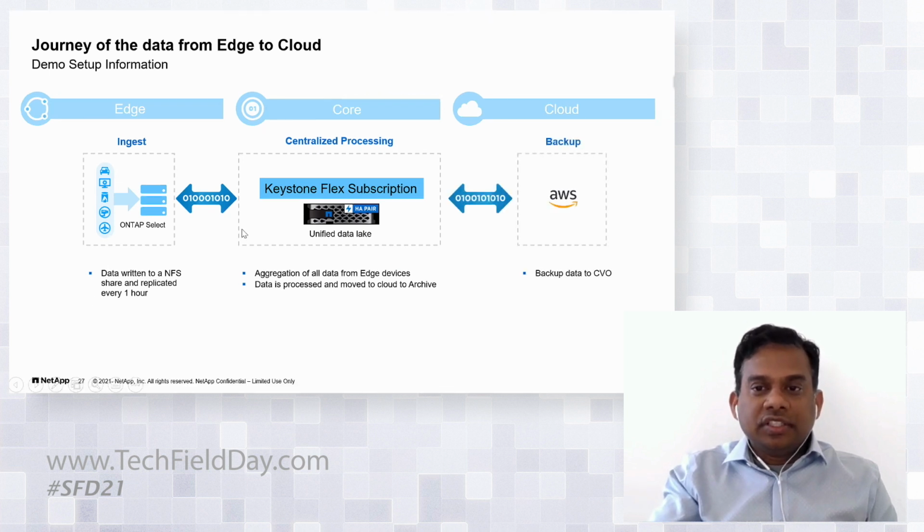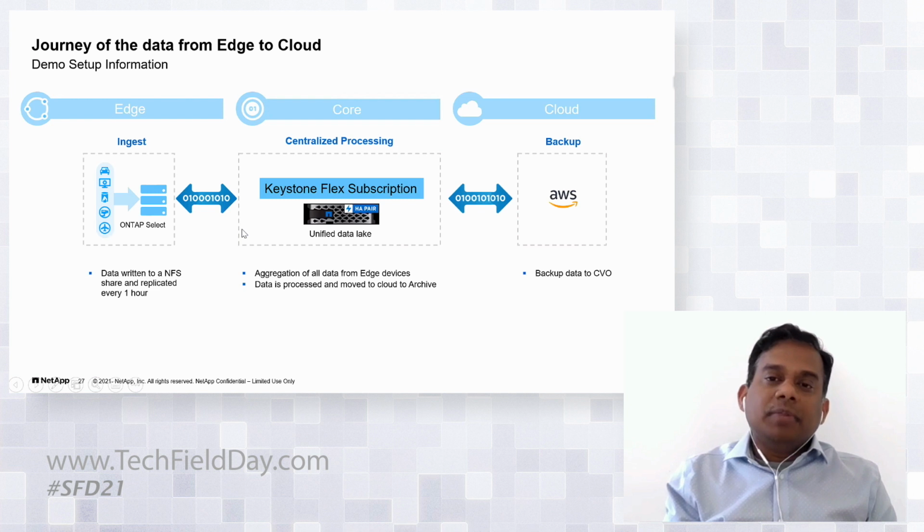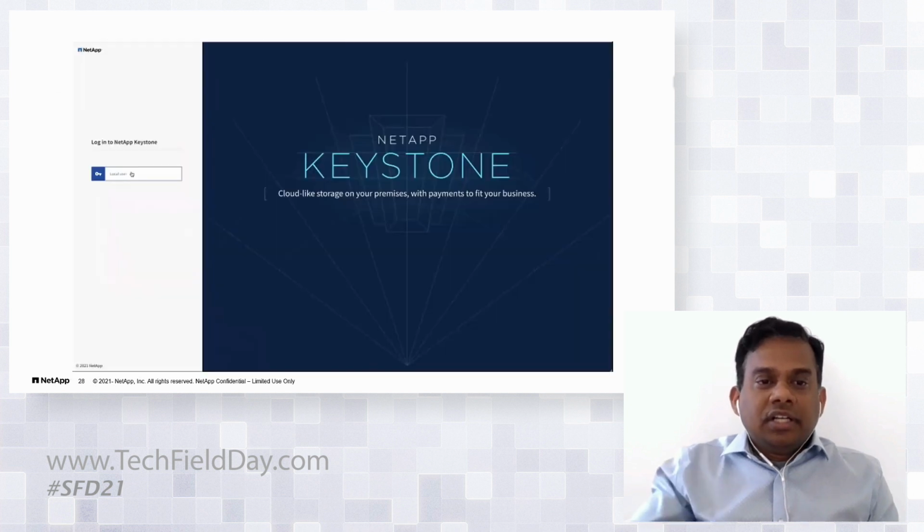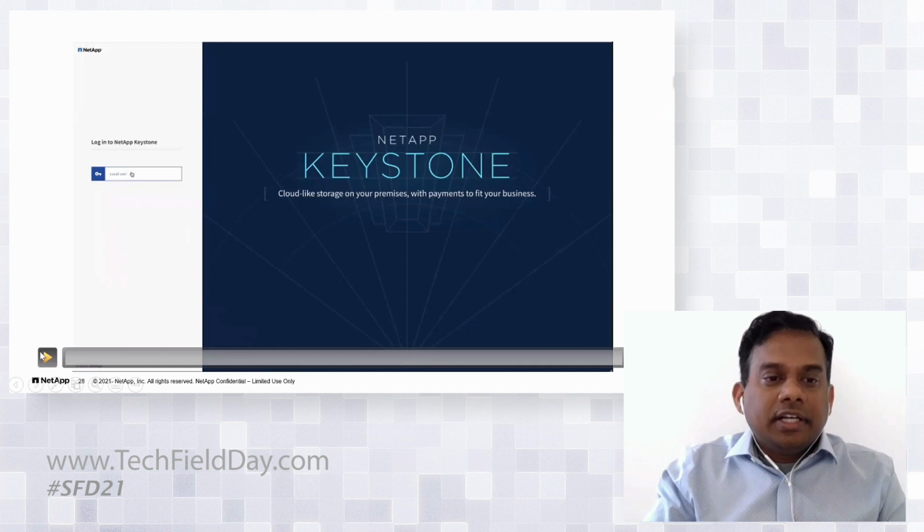Okay. So in this case, for the last leg, I've created a CVO instance, the Cloud Volumes ONTAP instance in AWS, where I'll be archiving the same data. So this explains the complete journey of the data from edge to the cloud. So this is the login interface.